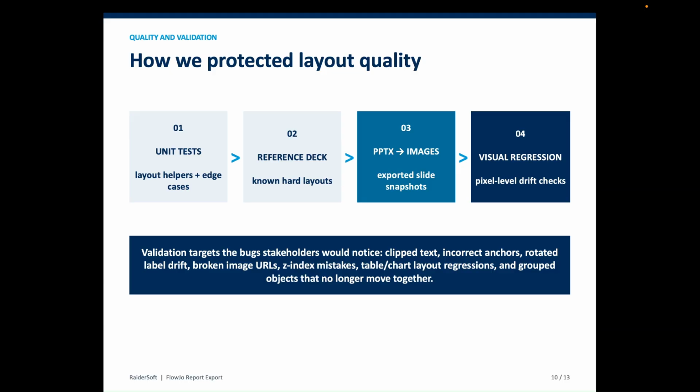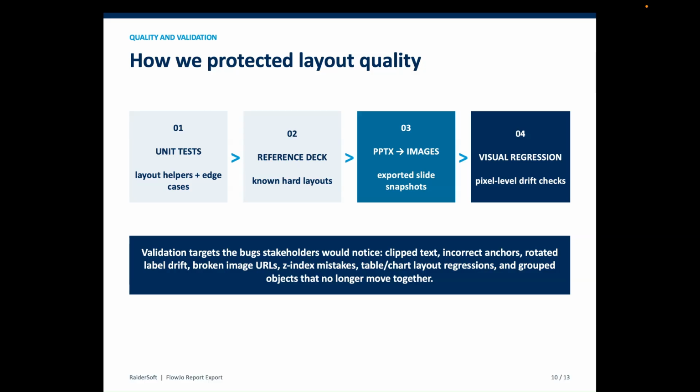Once the exporter worked, the next challenge was proving that it worked consistently. We used several layers of validation. Unit tests covered layout helpers and edge cases, especially around coordinate conversion and positioning behavior. We also used a reference deck with known difficult layouts. That gave us examples with things like rotated labels, nested objects, charts, images, tables, and grouped elements.